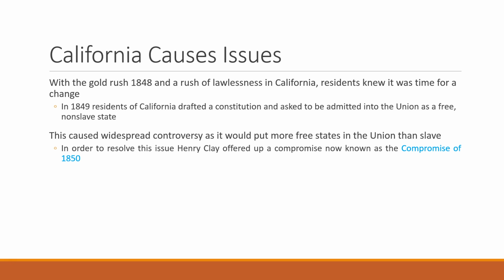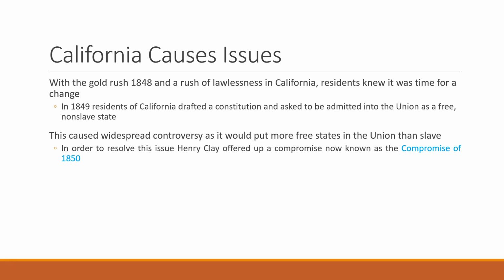So in order to try and protect themselves, the residents of California in 1849 draft their own constitution, and they ask to be admitted into the Union as a free, non-slave state. Now, this caused widespread controversy, as it would have put more free states in the Union than slave states. And this is something where you don't want to see the balance get upset, especially if you're on that southern side of things, or really on either side of things, because you don't want your side to lose out.